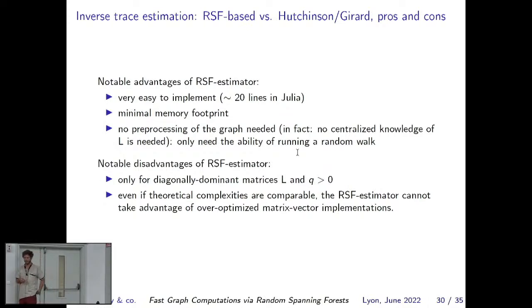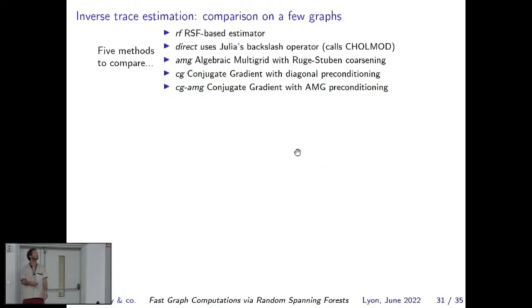What's also annoying is that even if theoretical complexities are similar in a sense, RSF-based estimators use the computer in a very different way. Doing L times x, the matrix-vector computation, has been over-optimized for the last 50 years. This is probably the basis of computation in a computer. And here I never do that, with a random walk. This kind of iterative process is not adapted to modern architecture. It's annoying, but that's how it is.